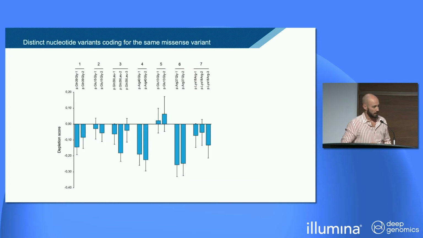A question that I kept getting back home was, do different nucleotide variants coding for the same missense change actually give the same result? So I simply picked the 7 most abundant missense variants in the library because, I guess, for those you expect the most reliable results. For instance, missense variant 1 has 2 codon options in the library, number 2 also 2, etc. And I think the results compare quite well between these different nucleotide variants leading to the same missense variant. So that's what you would expect.